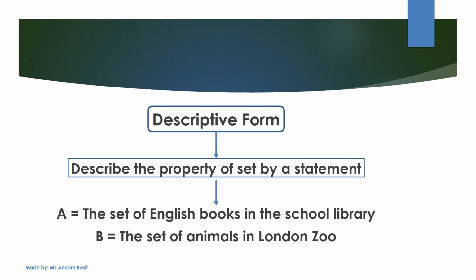For example, A is equal to the set of English books in a school library. So you can see that you have represented or described this set in the form of a sentence. Let's take another example. B is equal to the set of animals in London Zoo. So here again you have described the set and the elements in it in the form of a sentence.